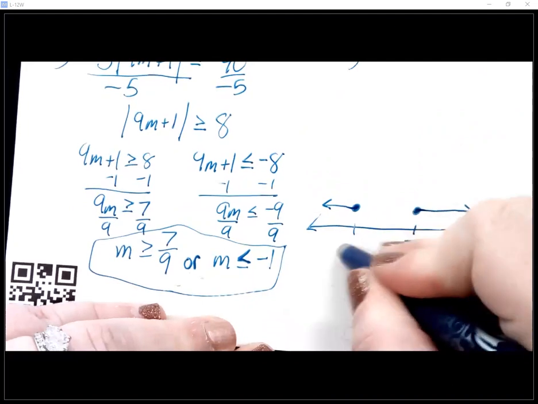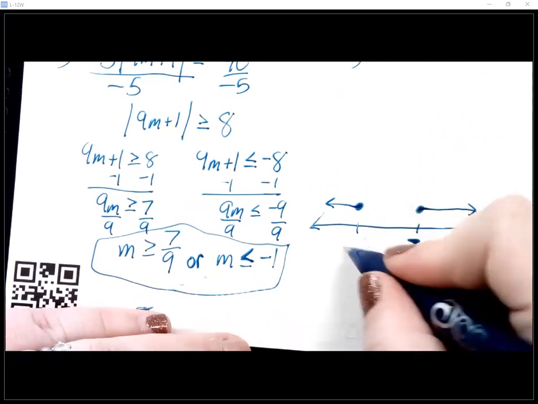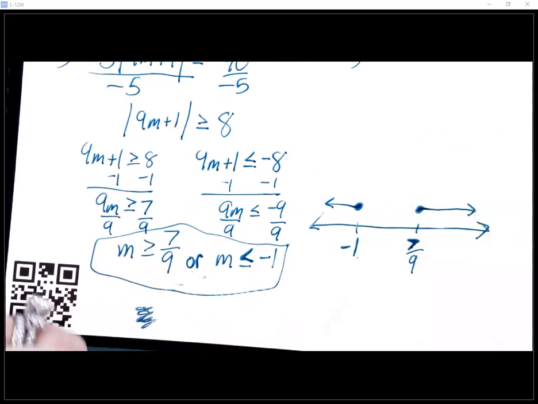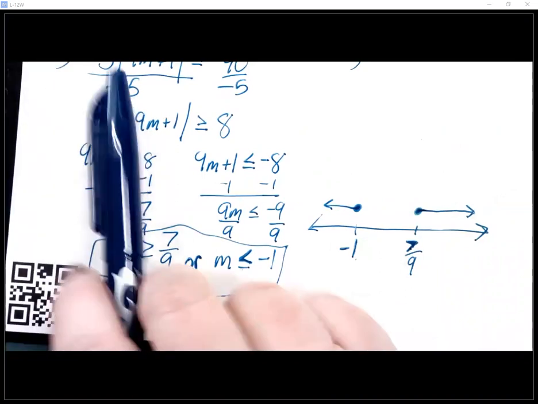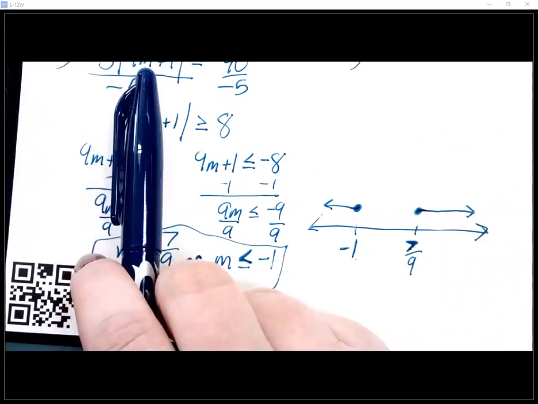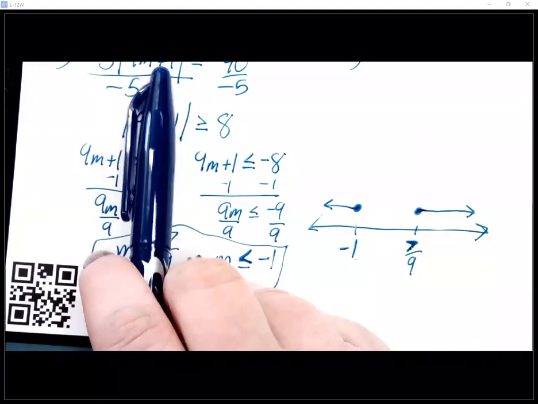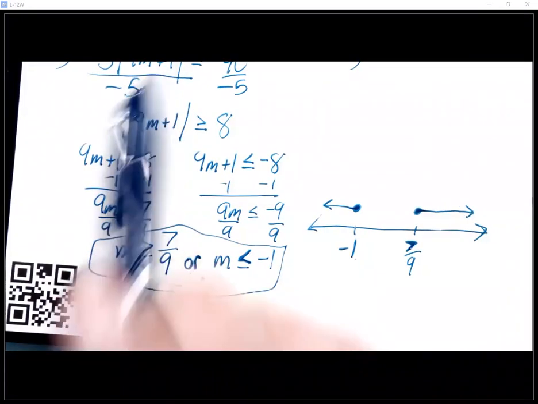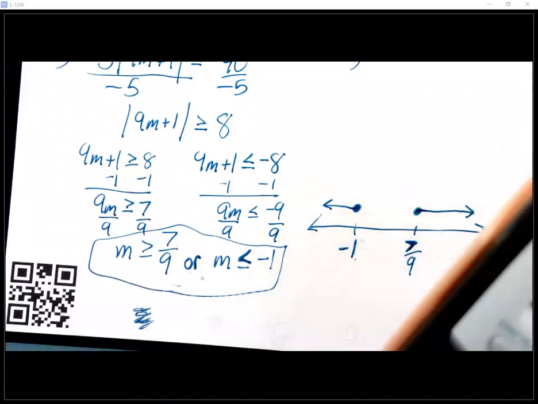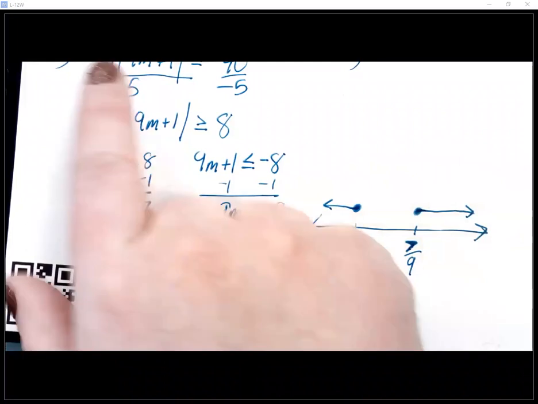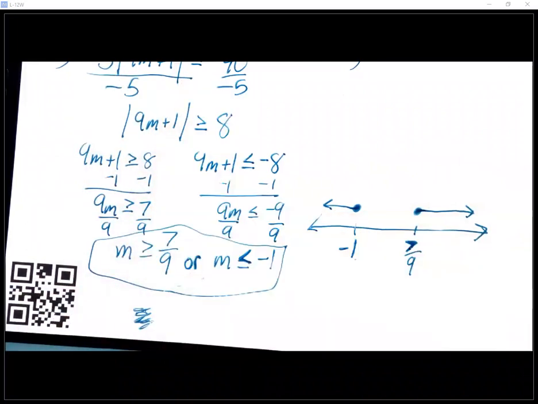According to this, any number that's less than -1 is going to work. So if I go back up to my original and plug in a number like -2, 9 times -2 is -18, plus 1 is -17. The absolute value of -17 is 17. 17 times -5 is -85. Is -85 less than or equal to -40? Yeah, because in negative land, the bigger the number is, the smaller it actually is. So this branch definitely works.